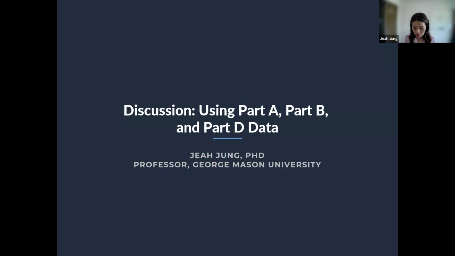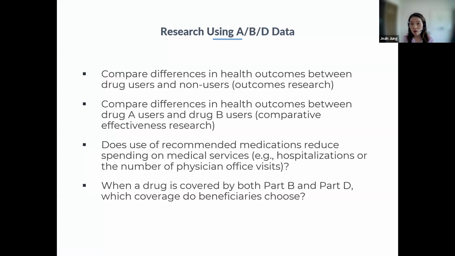But before that, let's think about what kind of research you could do using all this A and B and D data. These are just examples. You might have a little bit more and better ideas. For example, you could do some outcomes research. So you can say some drug users and non-users and see whether there are differences in health outcomes. Sovaldi users versus non-Sovaldi users: those who didn't use Sovaldi, is there any difference in survival? Which actually we did, and which we published on the survival effect of Sovaldi.